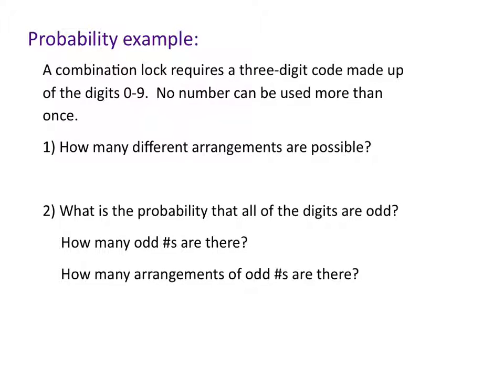A combination lock requires a 3-digit code made up of the digits 0 through 9. No number can be used more than once. How many different arrangements are possible? So arrangements, if you can recall, goes with permutation, because order matters, of 10 numbers. And why is it 10? Well, because 0 is included as a digit, so if you have 1 through 9, that's 9 digits, plus 0 is the 10th digit, and you're selecting 3, and you can't use a number more than once. That's why order matters. So permutation of 10 choose 3 is 720 arrangements.